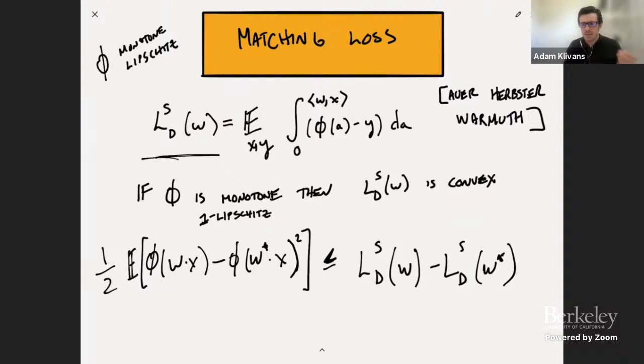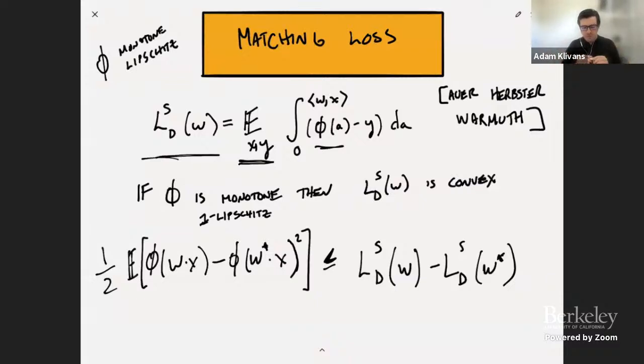So you have some candidate w, and you want to know how good is w? Well, they associate a loss function, called L sub D here, and it's the expectation over x, y of the integral from 0 to w dot x of the activation phi minus y, so integrated over that range. So if you want to know what the loss is according to this matching loss for a particular weight vector w, then you need to integrate the activation over the range 0 to w dot x.